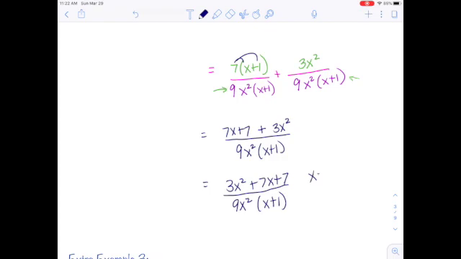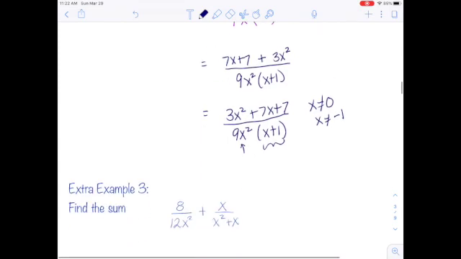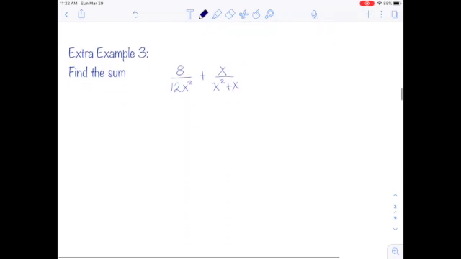Now this is all true as long as x doesn't equal 0 for the x squared factor, and x cannot equal -1 for this factor down in the denominator. All right, well, you hung in there. Let's try another one.